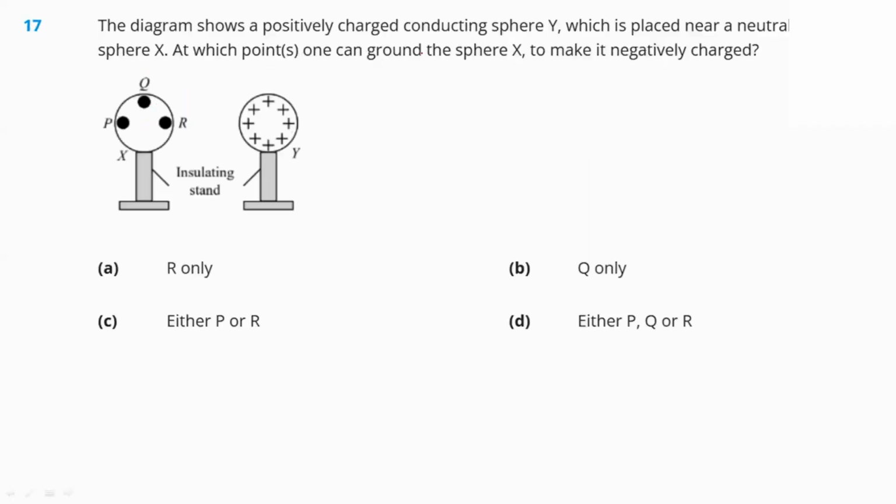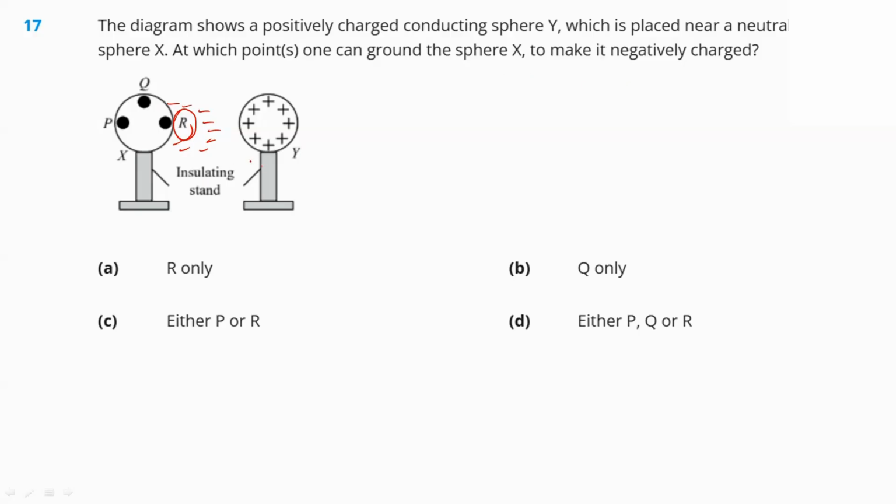Next, the diagram shows a positively charged conducting sphere Y which is placed near a neutral conducting sphere X. At which points can one ground the sphere X to make it negatively charged? So if this particular sphere is brought near the charged sphere, the portion near the R position will become all negative. Yes, it will become all negative, right? So at which position on the ground the sphere X will be negatively charged?